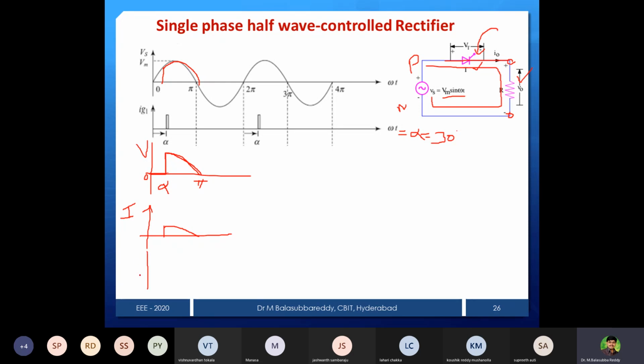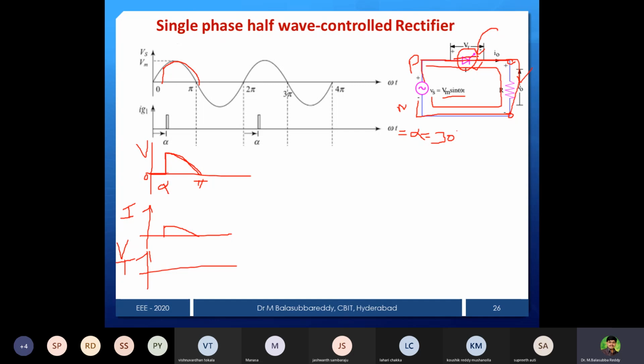And now if I want to draw the voltage across the device, means voltage across the thyristor, as you are aware, when the switch is open, what is across the switch? Same as the source voltage. It is connected like this, no? If the device is in off state, same as the source voltage.